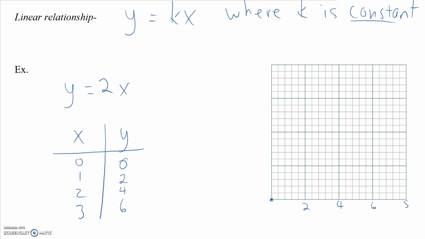Next, I want you to plot these coordinates on the graph provided. So for example, 0, 0 is this data point here. 1, 2 would be this data point. Go ahead and fill out the rest of these data points. When you connect your line, it should look something like this. And that's what all linear relationships look like.